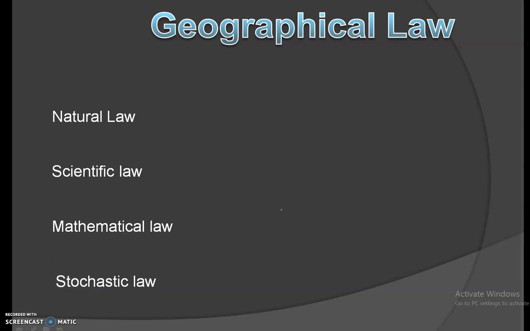So next part is geographical law. About the geographical law, in some previous lecture you already learned about this. The process of theory building and law making have become quite popular among geographers in the recent past. Geographical laws are not identical to natural laws, which are universal in character and can be applied with confidence in any part of the world.